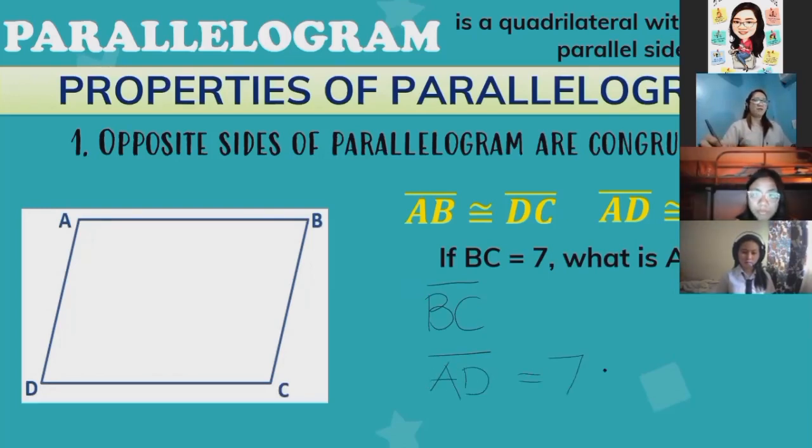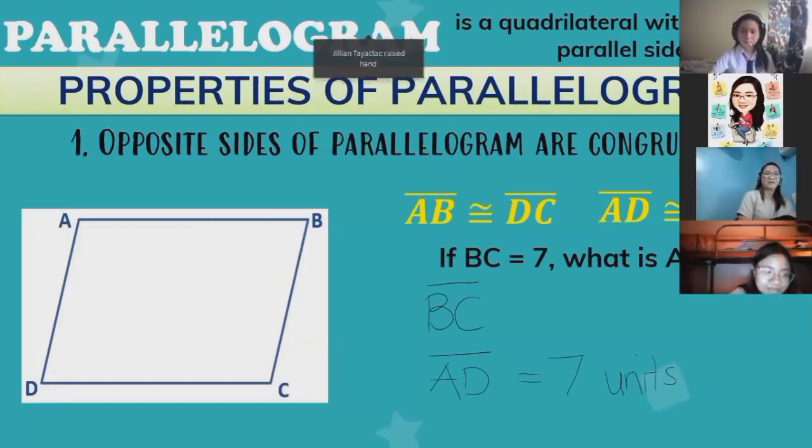measures 7 units. Actually, there were no units mentioned, so you will just simply write units, okay? Since we're talking about measurement, there should be a unit of measure, but there is no indicated unit of measure used, so you will just simply write units. Is that clear? Can I hear a response? Is that clear? Yes, ma'am. Yes, okay, thank you.